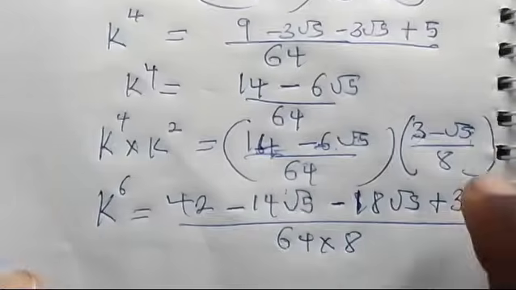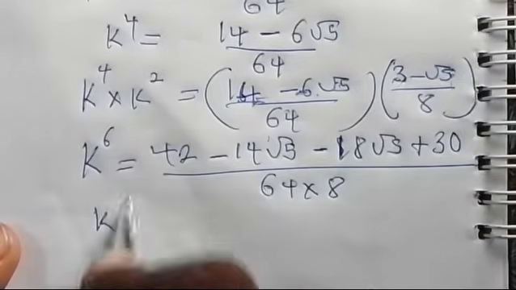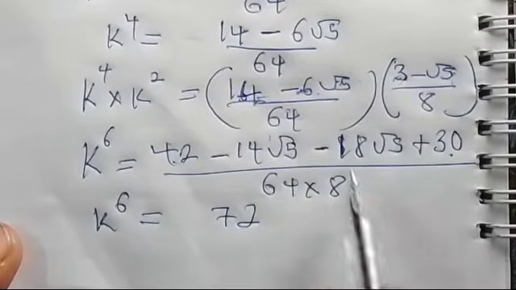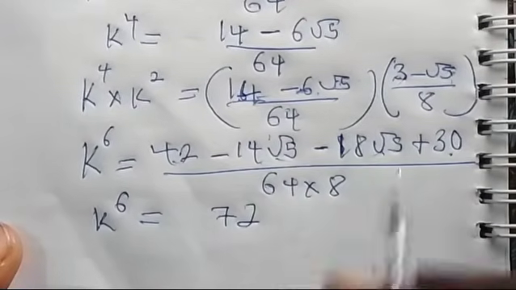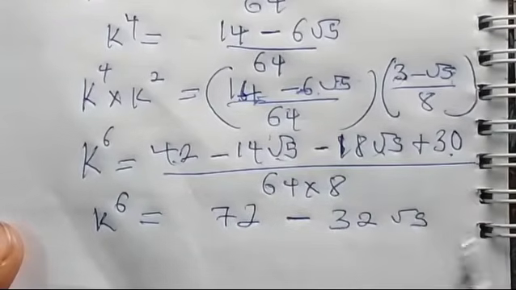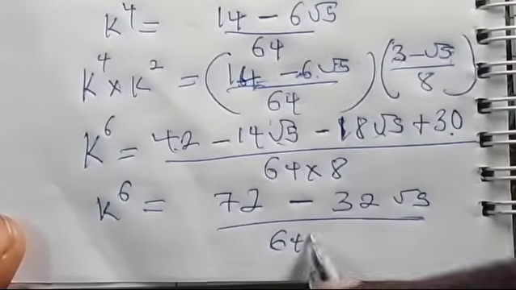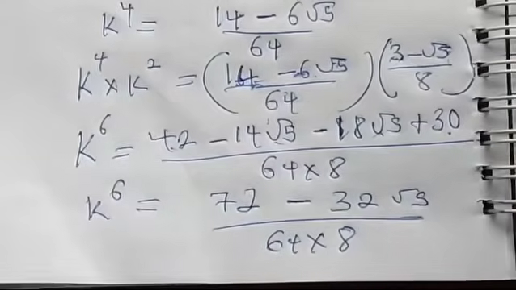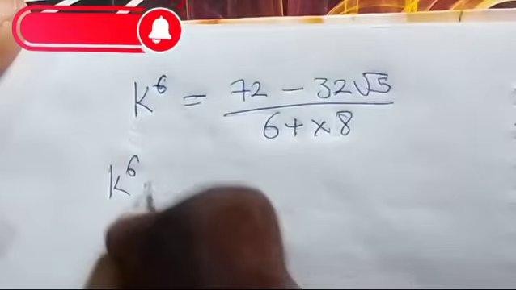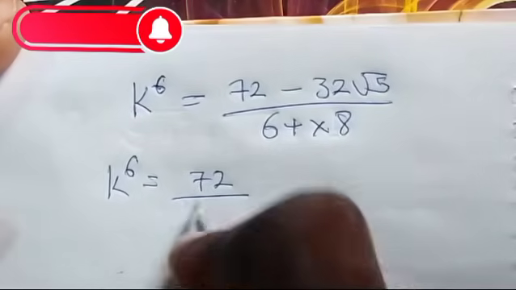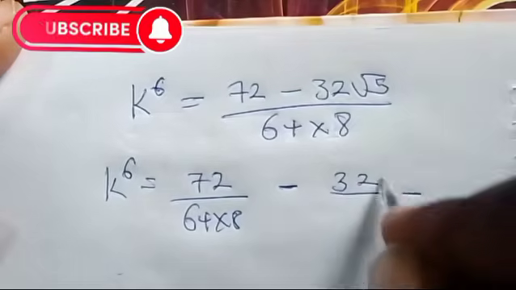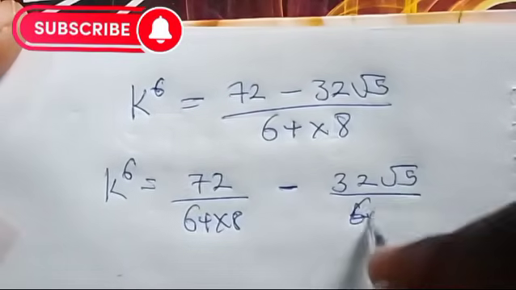Now let's add the like terms or subtract the like terms. So looking at this, we are going to have 72 here, and here we have, that's 32, right? Minus 32 root 5 all divided by 64 multiplied by 8. Opening to the next page, you can just separate the terms. After opening to the next page, we have k raised to the power of 6 is equal to 72 over 64 multiplied by 8, and here we have minus 32 root 5 over 64 multiplied by 8.